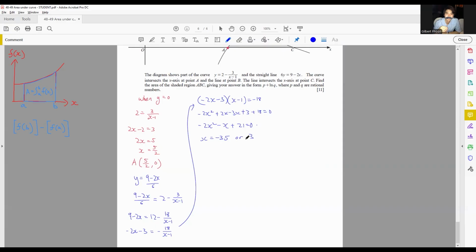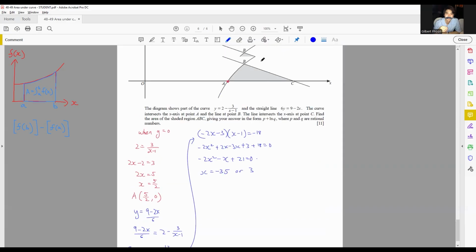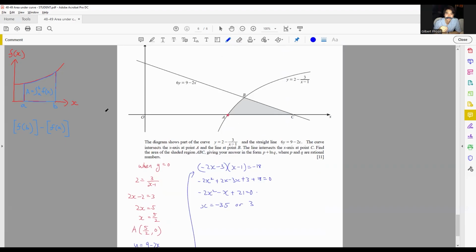So once again, using common sense, 3.5 is going to be somewhere here. So we're going to ignore the negative 3.5 and only use x equals 3. x equals 3, right? Substitute it into the straight line equation, obviously, because it's easier.